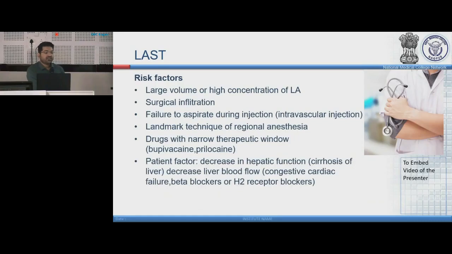Risk factors for local anesthesia toxicity are large volume or high concentration of local anesthetic agent use, surgical infiltration, failure to aspirate during injection. If you don't aspirate, intravascular injection cannot be ruled out. Landmark technique, which is blind, has more chances of intravascular injection. Drugs with narrow therapeutic index like bupivacaine and prilocaine are used. And patient factors: decreased hepatic function as in cirrhosis of liver, decreased liver blood flow as in congestive cardiac failure.